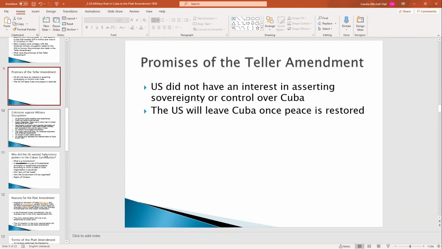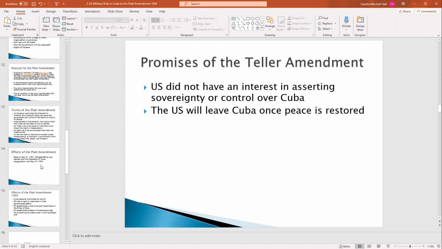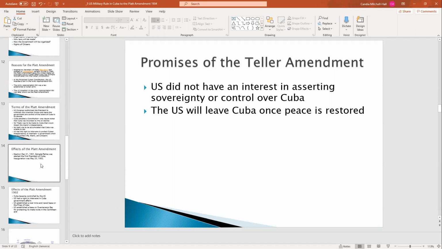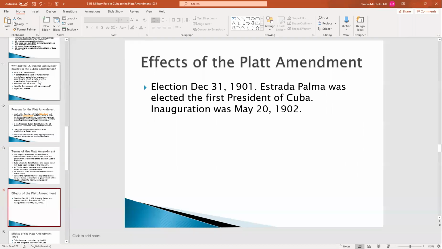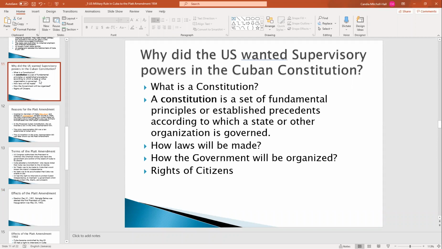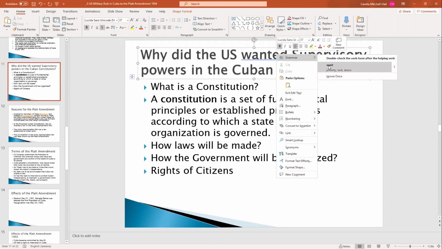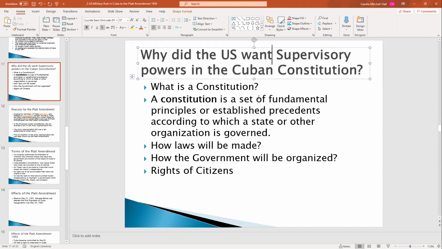However, they are going to leave. The military government is going to leave, right? And what they're going to do is formulate a constitution for Cuba. So the US now formulates a constitution. They created a constitution, right? Now, what is a constitution?